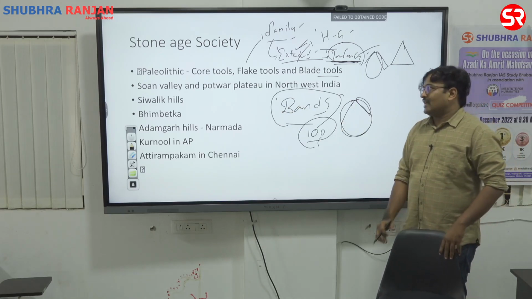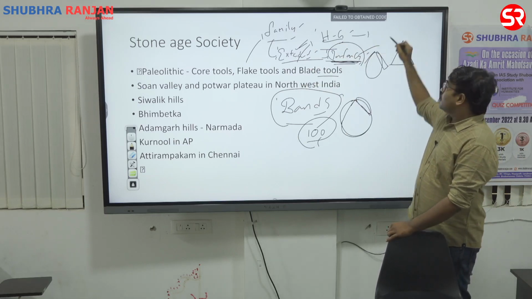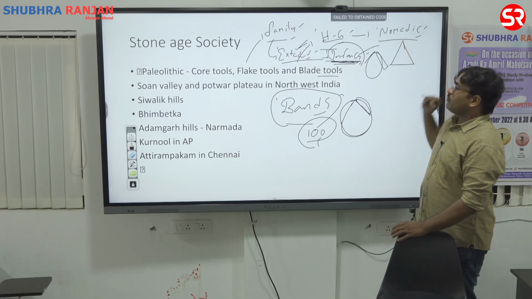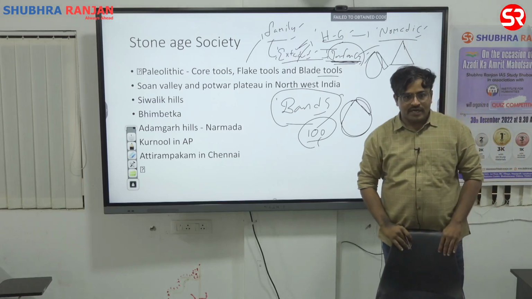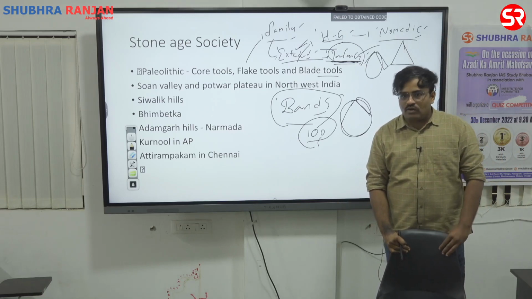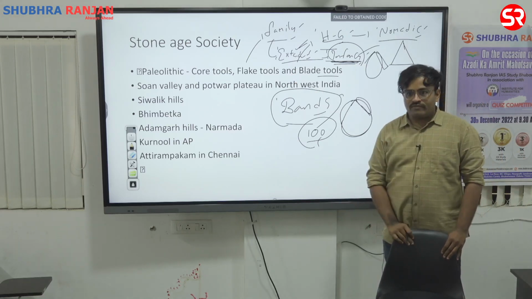Then along with that, because this is primarily a hunting and gathering based society, these people are nomadic by nature. They are moving from one place to another. They can't settle in one region. Yes or no? So nomadic is the next characteristic trait of the Paleolithic society. Nomadic, band society. Family has evolved for the first time.